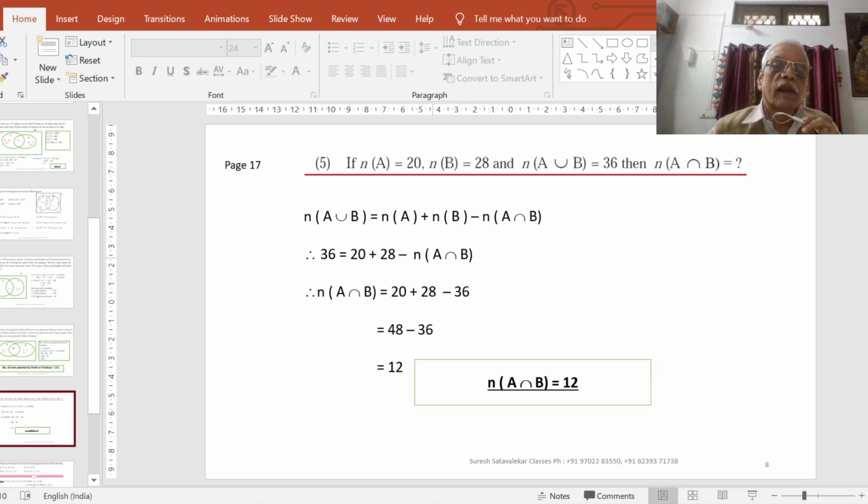Now again I am transposing from right to left. So this minus has become plus. Number of elements in A intersection B is equal to 20 and 28, which already are on the right hand side and remain as they are, and 36 is transposed from left to right. That becomes minus. 20 plus 28 is 48 minus 36, that is 12. So number of elements in A intersection B is 12.